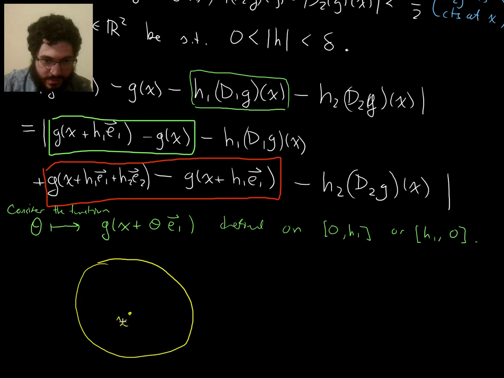So here we have x, and here's our ball of radius delta. And somewhere you've got x plus h. So there's this displacement vector, h, that goes with it. Then h has a horizontal component here, which is h1 e1. And it has a vertical component, which we'll probably have to look at in a moment, which is h2 e2.